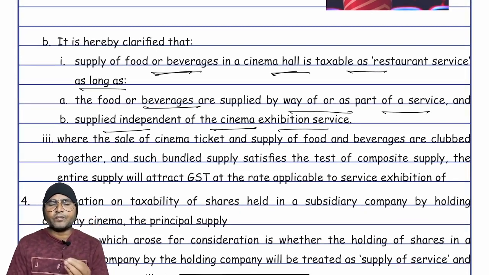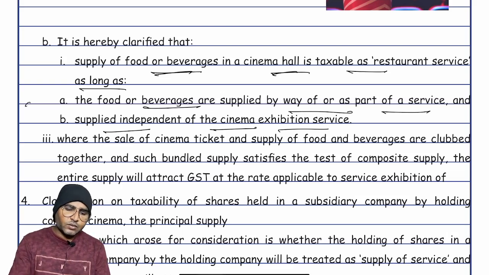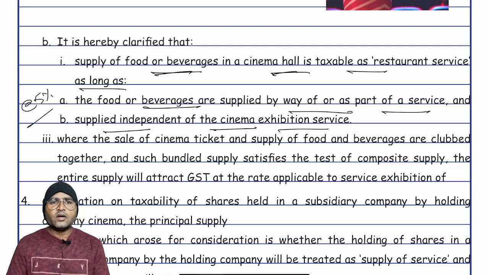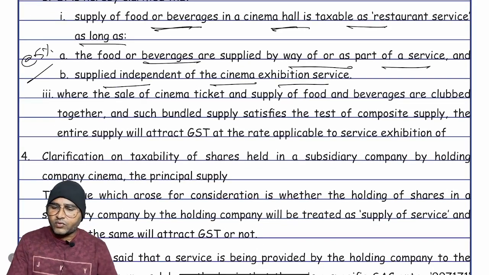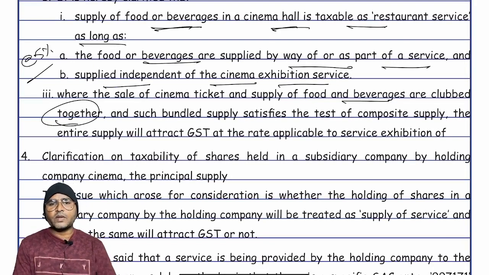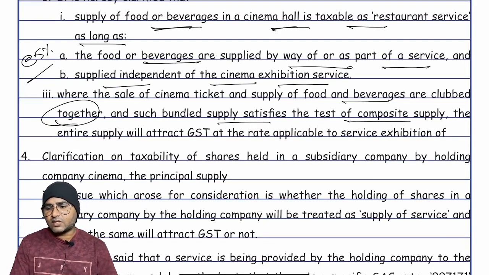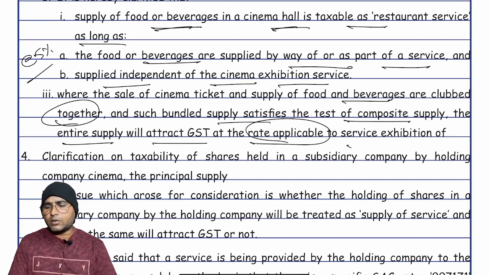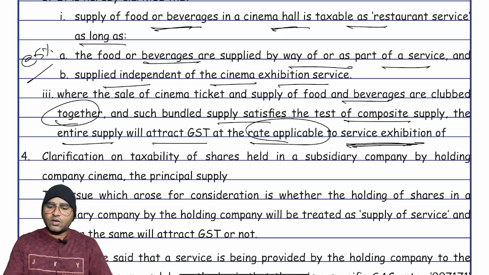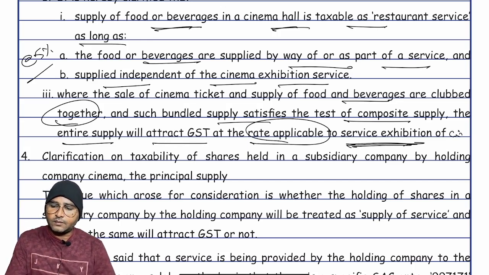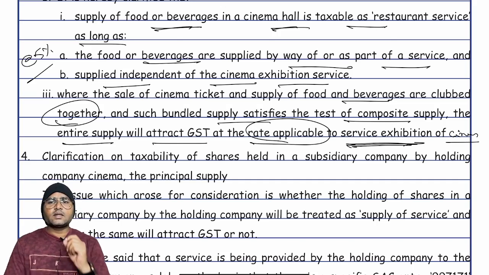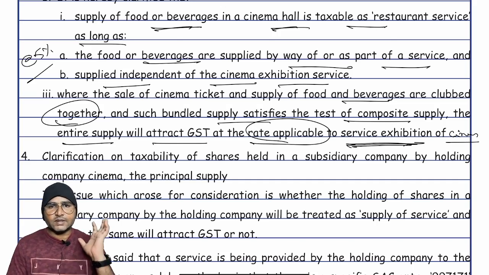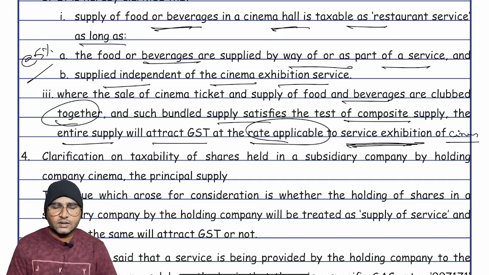In such a situation, whatever snacks you are getting at the movie theater, it will be taxable as restaurant services at the rate of 5%. Where the sale of cinema ticket and supply of food and beverages are clubbed together and such bundled supply satisfies the test of composite supply, then the entire supply will attract GST at the rate applicable to the service of exhibition of movie or cinema, right? That is, it is taxable at the rate of 5%. Are you clear with this?